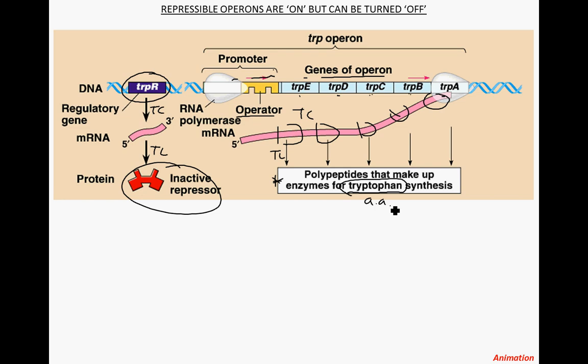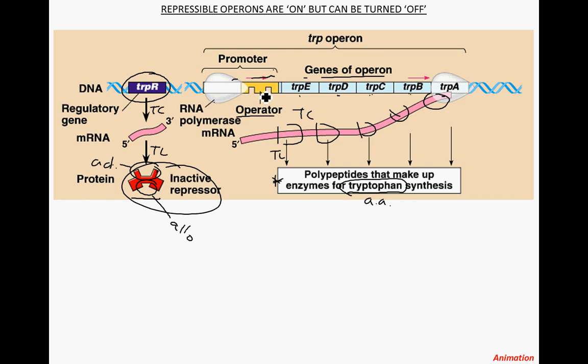So how do we turn this off? You should be able to predict what's going to happen here. Look at this inactive repressor protein. This is the allosteric site. This is the active site. Can this active site bind to this operator? No, it doesn't have the conformational shape that will fit that.